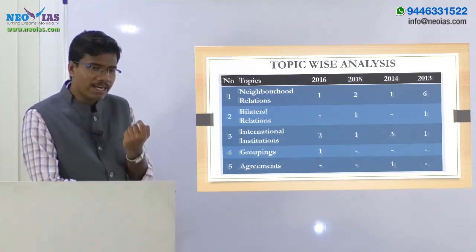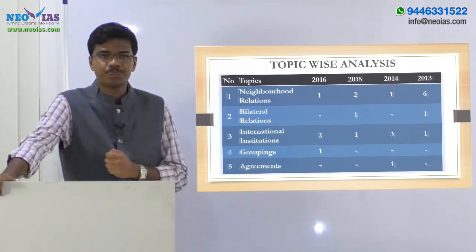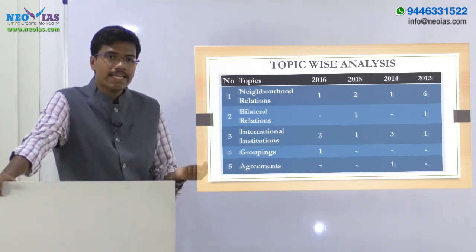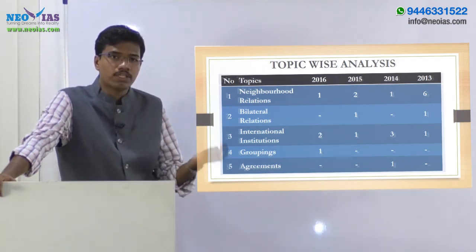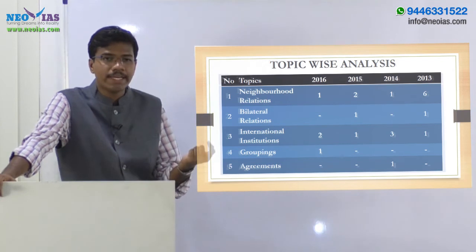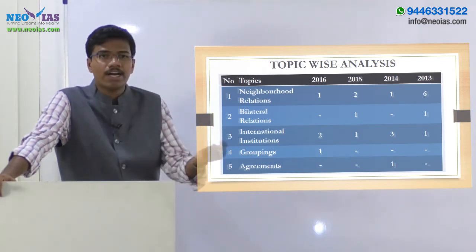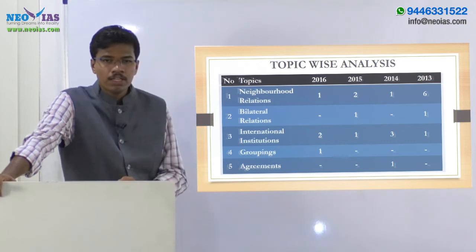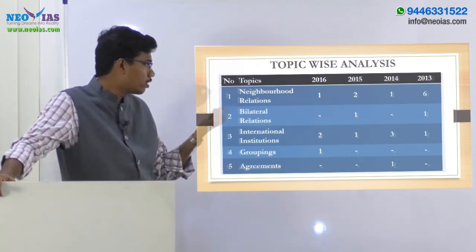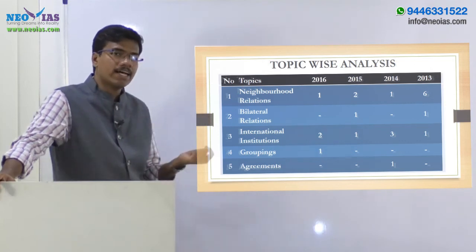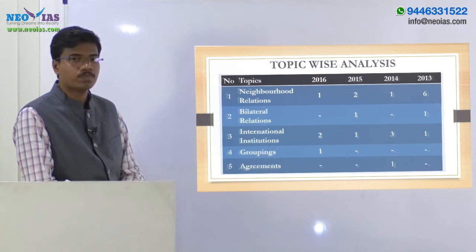Then India-Japan relations is this year really important due to the fact that the Asia-Africa Growth Corridor, a mega infrastructural project that was a joint initiative between India and Japan, which aims to link Asia and Africa, was launched. Then India-Israel relations and India-Russia relations again is very important this year. So this year you can surely expect questions regarding bilateral relations.